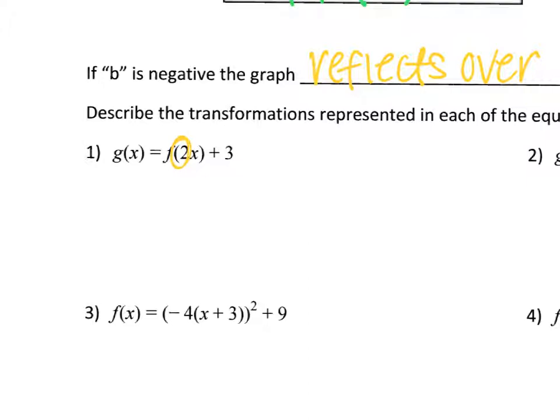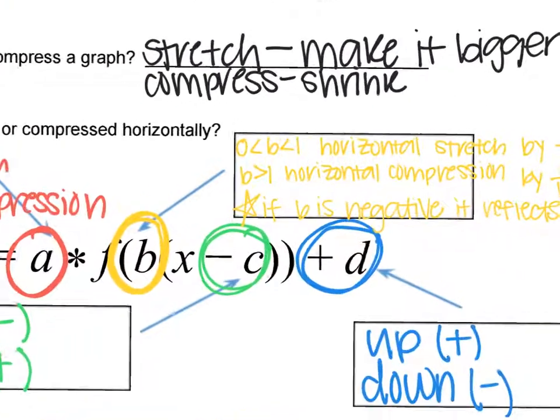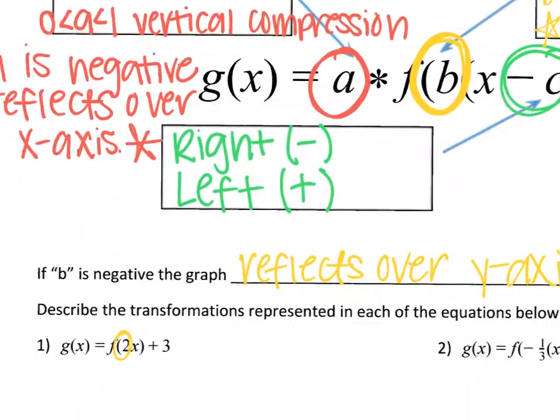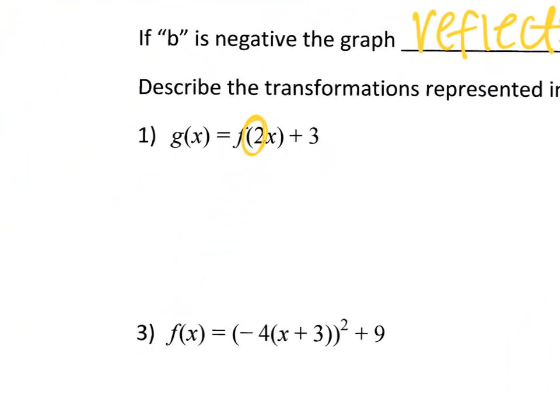If it's greater than 1, it's going to be a horizontal compression. If it's between 0 and 1, it's a horizontal stretch. And remember, you do it by the reciprocal. And if there's a negative on the outside, then we have a reflection over the y-axis. So I've got a horizontal compression because it's greater than 1. And again, we're not flipping it because there's no negative sign.